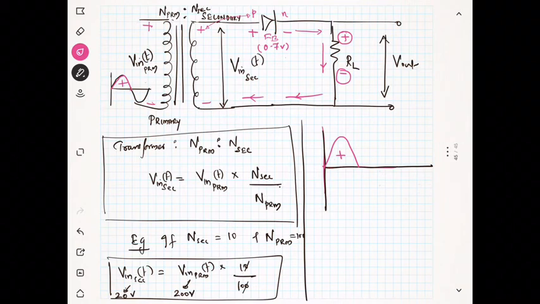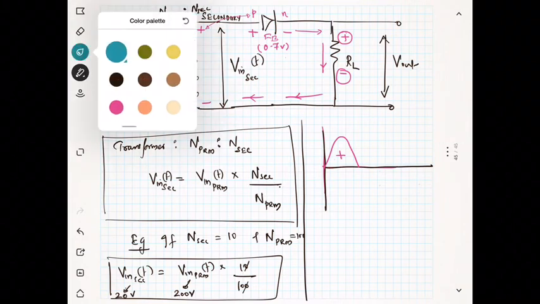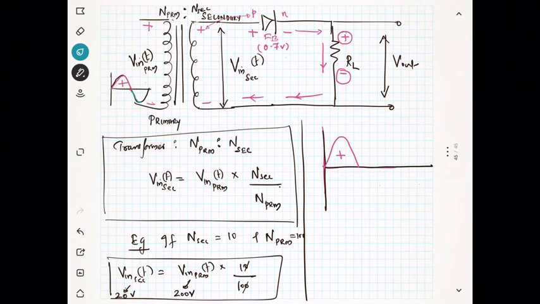During the negative half cycle, this voltage becomes negative and this voltage becomes positive. The negative is connected to the P, so the diode is reverse bias. When the diode is reverse bias, the current will be 0, so the voltage will be 0. That's it. Again, in the positive half cycle you will get the output.